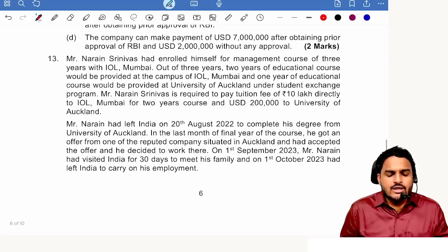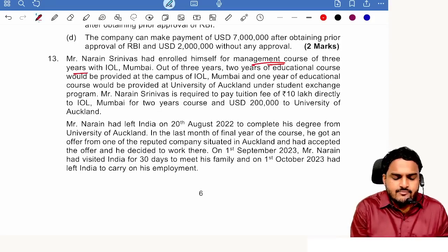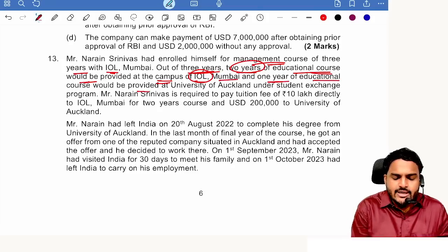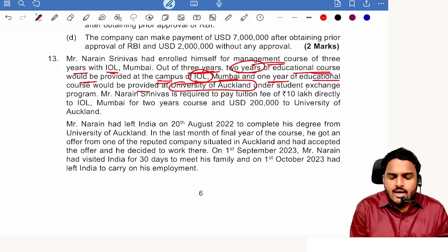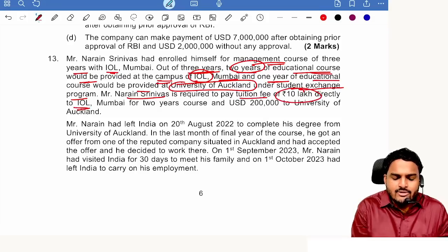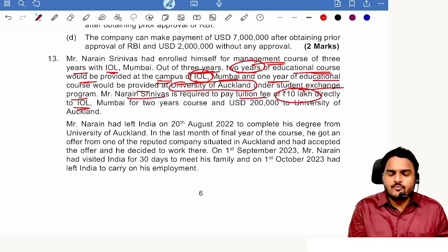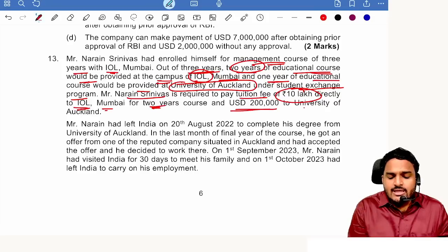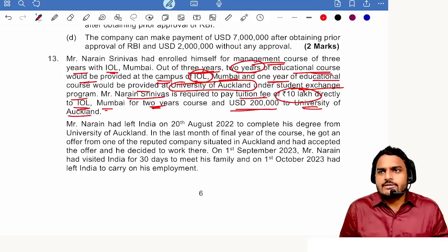Next, Mr. Srinivas had enrolled himself for management course of 3 years with IOL Mumbai. Out of 3 years, 2 years of educational course would be provided at the campus of IOL Mumbai and 1 year of educational course would be provided at University of Auckland under student exchange program. Mr. Srinivas is required to pay tuition fees of 10 lakh rupees directly to IOL Mumbai for 2 years. This is Indian currency only. It's not foreign exchange. And 2 million USD to the University of Auckland.